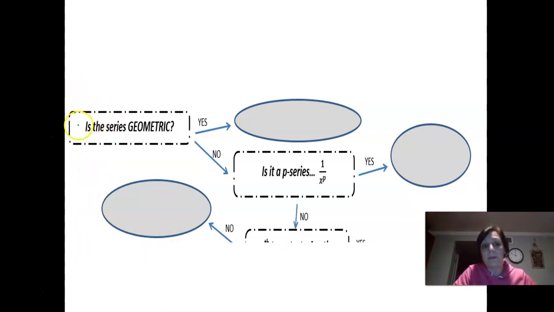Up here in the upper left-hand corner where it says, is it geometric? That's your start. That's the first question you ask yourself anytime you see a series. Is it geometric? Because if it's geometric, not only do I know if it converges, but I know what it converges to. So if the answer to is it geometric is yes, we're going to this bubble.